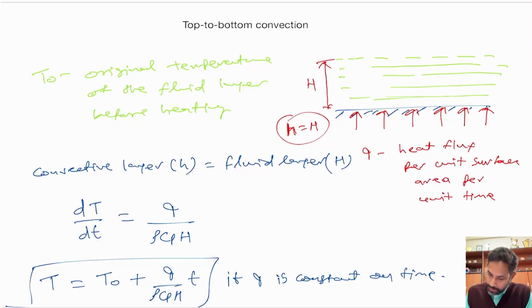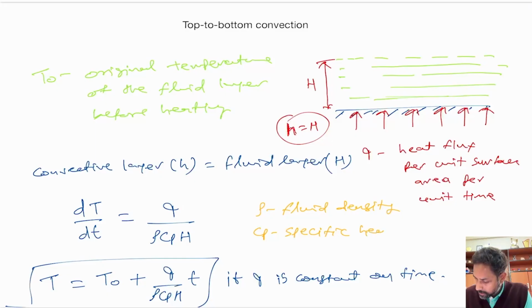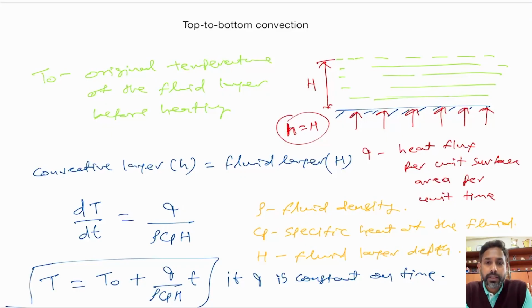So here T naught is the original temperature, Q is the heat flux per unit surface area per unit time, and then we also have rho, that is the fluid density, and Cp is the specific heat of the fluid, right? And these are the properties that we have already discussed in the past, and that is why we are not discussing them again. And H is the fluid layer depth.